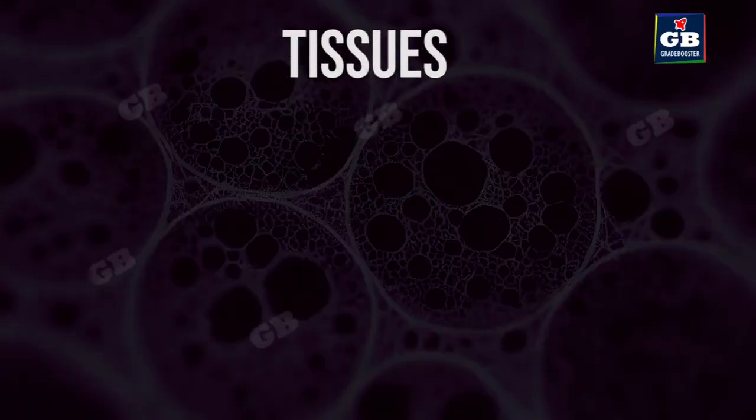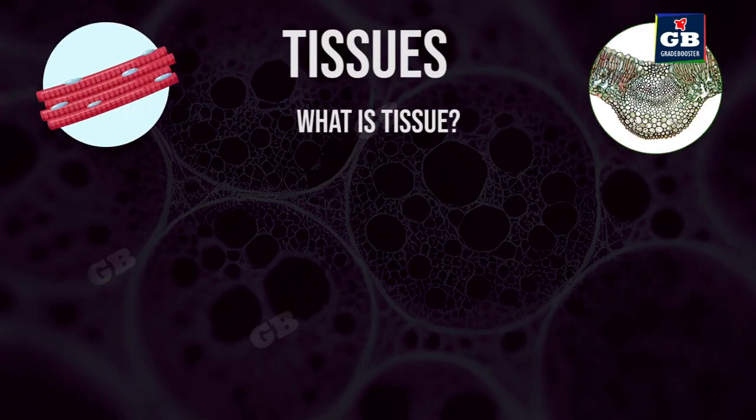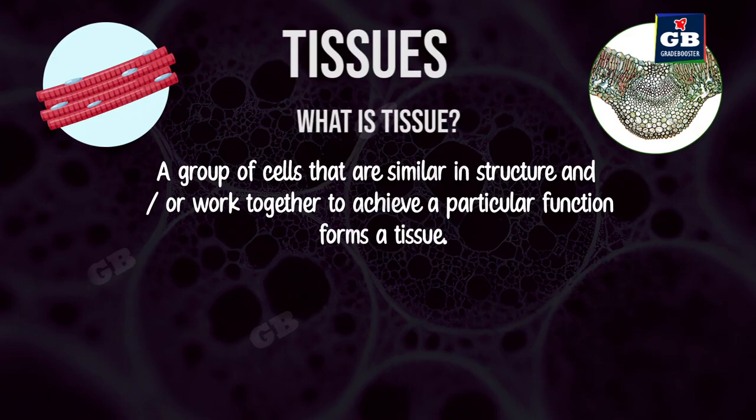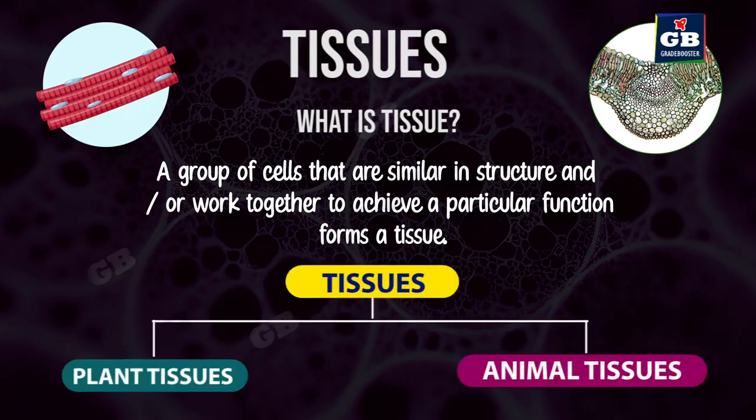Tissues. What is tissue? Tissue is a group of cells that performs a particular job. A group of cells that are similar in structure and work together to achieve a particular function forms a tissue. In this lesson, we are going to study plant and animal tissues.